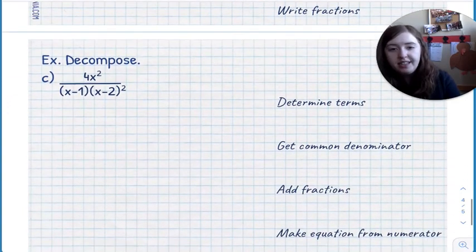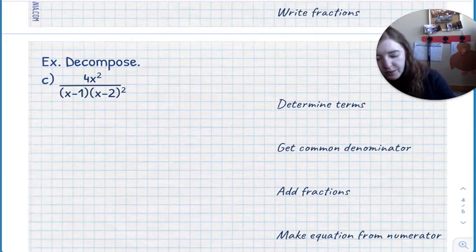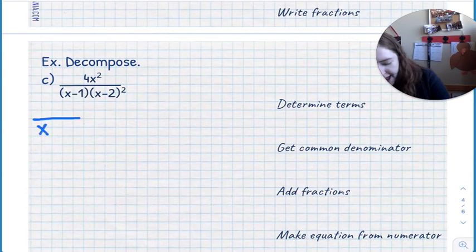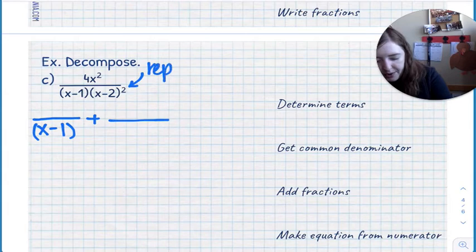Okay, let's look at this next one. So we don't need to factor this time, but we do need to determine our terms. So remember, they all come from our denominator. One of our terms is going to have an x minus 1 plus. And then right here, since we have a power on that, we have a repeated power.